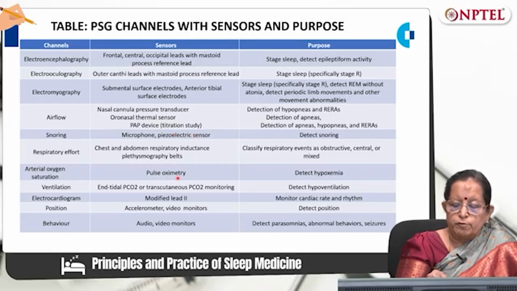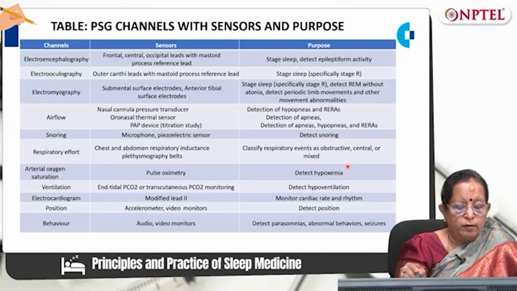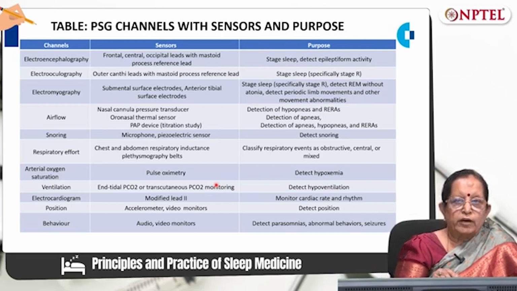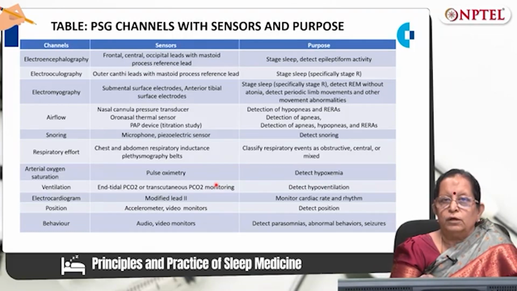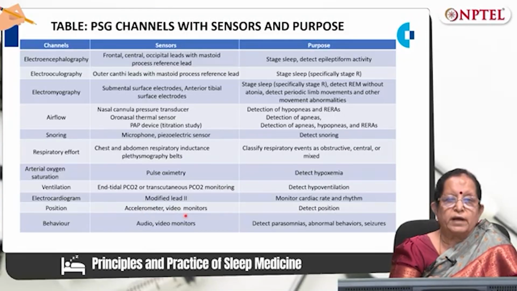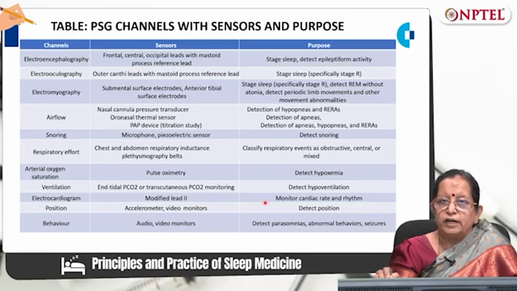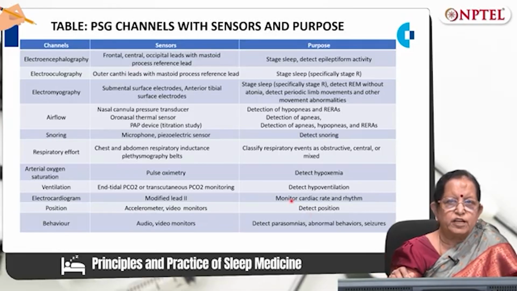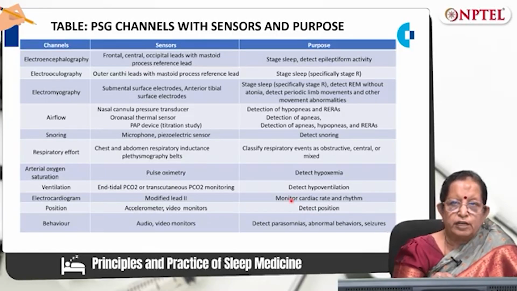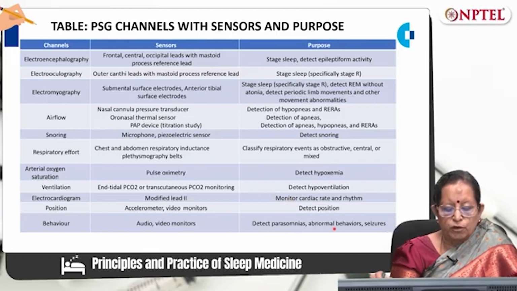Oxygen saturation is monitored by pulse oximetry to detect hypoxemia. Hypoventilation is monitored by end-tidal PCO2 or transcutaneous PCO2 monitoring. Electrocardiography, a modified lead, is to monitor the cardiac rate and rhythm. Position is monitored, as I already showed, by accelerometer and video monitors to detect the position of the patient because AHI will change depending on the position. Then the patient's behavior, like sleepwalking and sleep talking, called parasomnias, is monitored by audio and video monitors.